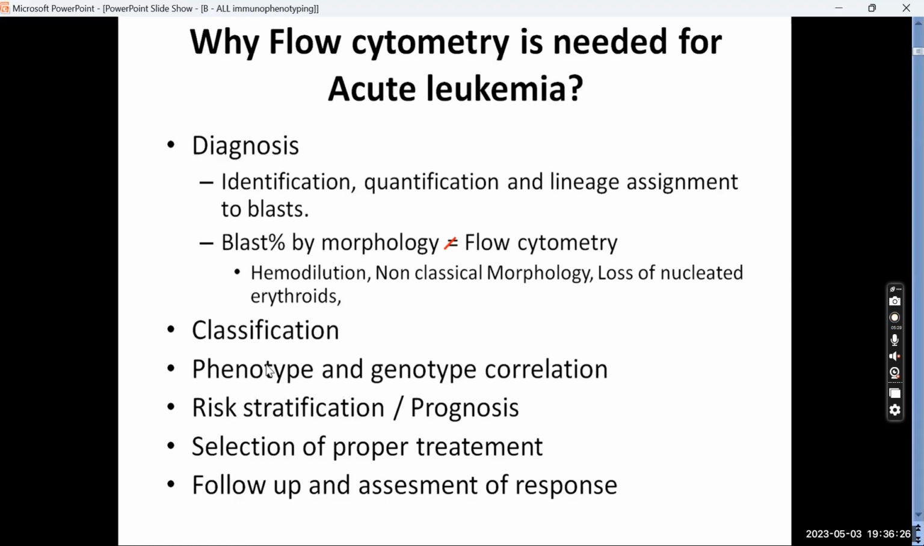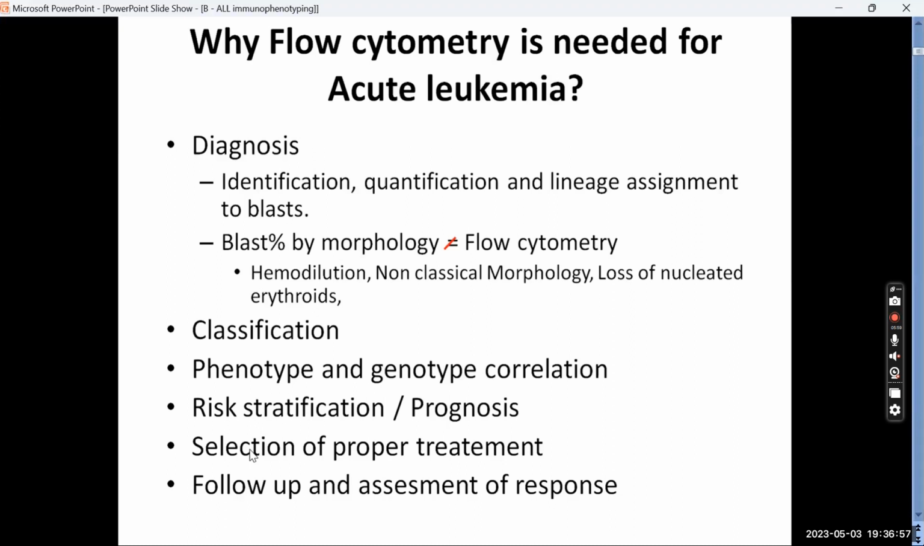Similarly, there is acute myeloid leukemia with t(8;21) translocation, which gives a signature phenotype. I don't want to discuss that now; during the AML session, we'll discuss that. And the other advantage is that by flow, you can also risk stratify the disease. As I said, MLL gene rearranged B-ALL has a relatively bad prognosis compared to a typical CALLA positive B-ALL. So it also helps in risk stratification and selection of proper treatment.